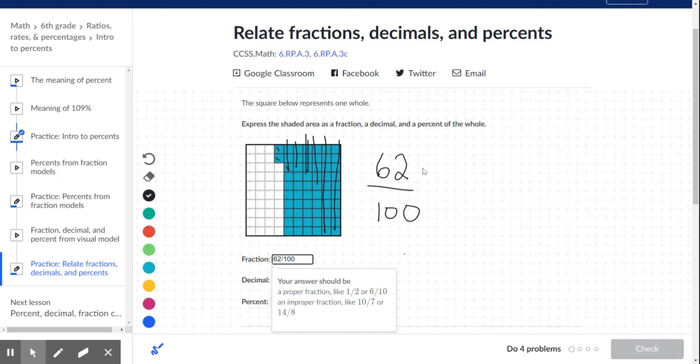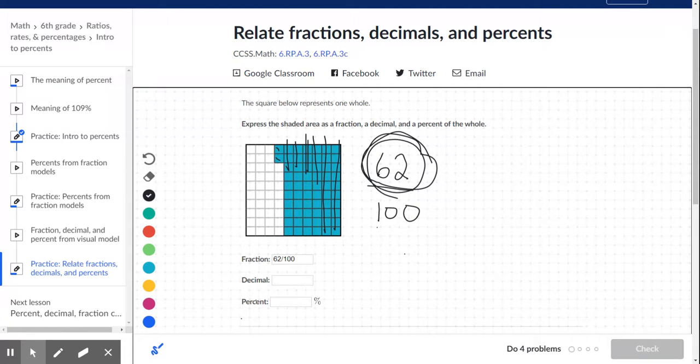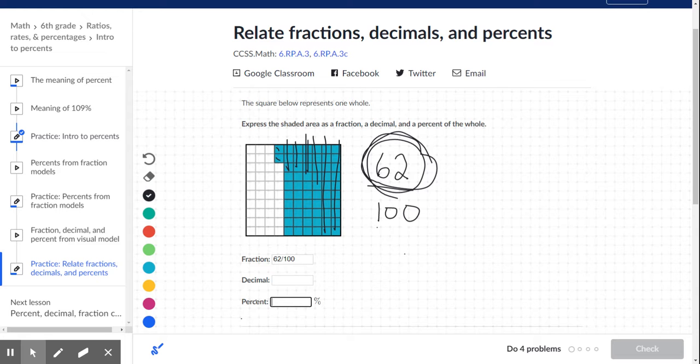My percent, as long as my denominator is 100, my numerator is my percent. So my percent is 62%. Uh-oh, I can't see here. My percent is 62%. Here's the easy part.